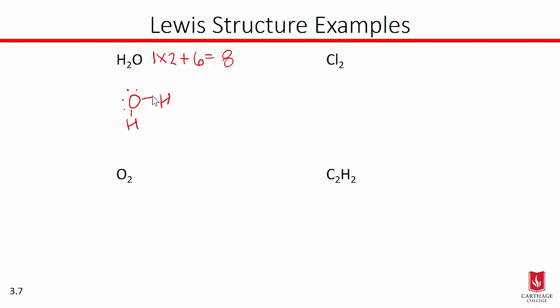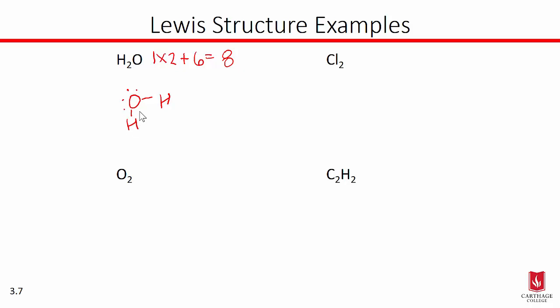So hydrogen only needs 2, and we've got 2 electrons around this hydrogen, and 2 electrons around the hydrogen down below. We take a look at the number of electrons around oxygen. I've got 2, 4, 6, 8. I've got a total of 8 electrons around oxygen. That meets the octet rule, so we're good. Okay, so this is the Lewis structure that we've drawn for water.